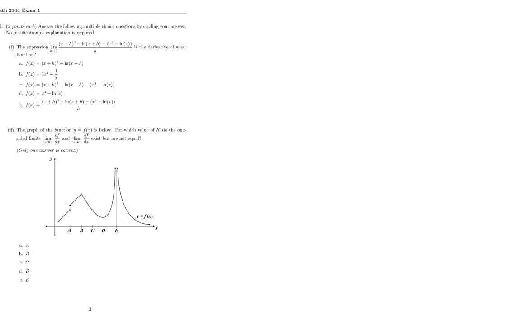The first problem is a multiple choice, and it says the expression, and it gives an expression, is the derivative of what function? When we are looking at this expression, we want to compare it to what we know as the definition of derivative, which is that f prime of x is equal to the limit as h goes to 0 of f of x plus h minus f of x, all over h. And so I just want to match the different parts.